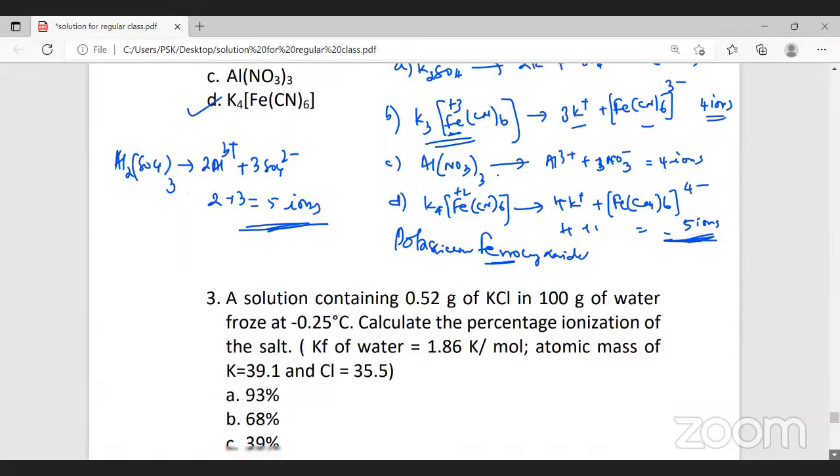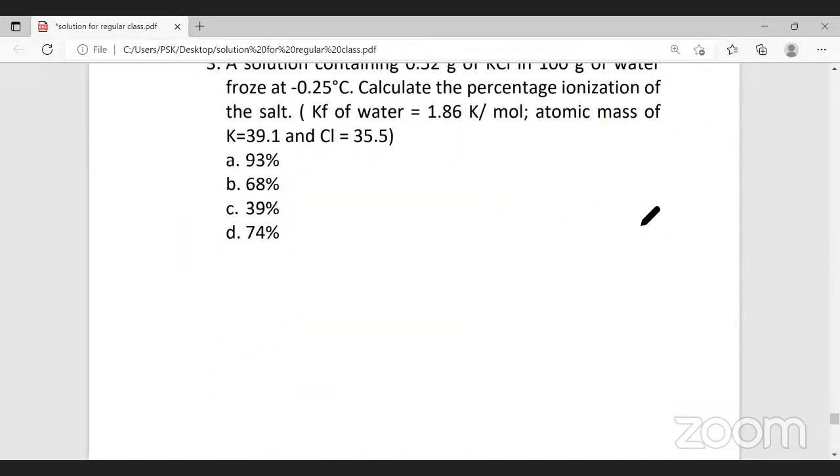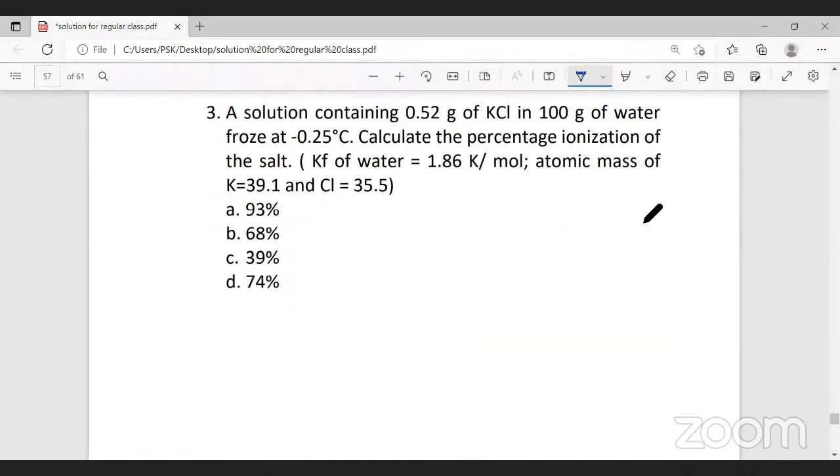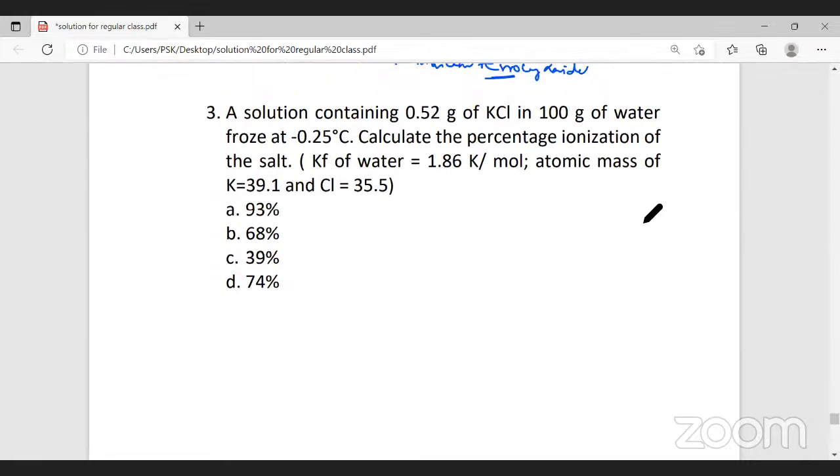This problem is a lengthier problem, but it's easy. Let's understand. A solution containing 0.52 grams of KCl in 100 ml of water froze at minus 0.25 degrees Celsius. Calculate the percentage ionization of the salt. They have given Kf of water as 1.86 K per mole. Atomic masses of potassium and chlorine are also given.